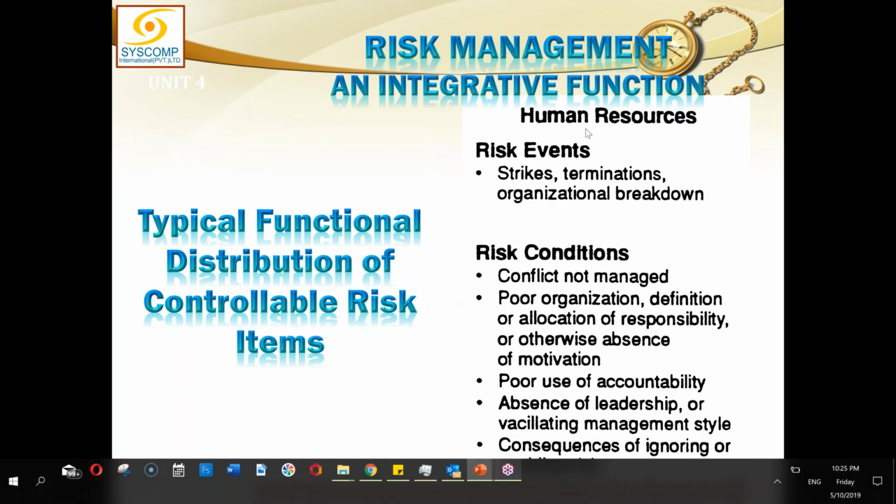Human resource, or for that matter, now we call it resource. So let's not only focus on human resource. According to the sixth edition, we have got resource. So let's talk about the living and non-living, both resources, human resources and other resources. As far as human resources, there could be strikes, terminations, organizational breakdown, and other resources. The supply and demand issues can be there. Risk conditions could be conflict is not being managed properly, poor organizational structure, definition of allocation of responsibility is not there, poor use of accountability, absence of leadership, or consequences are ignorance of rules.